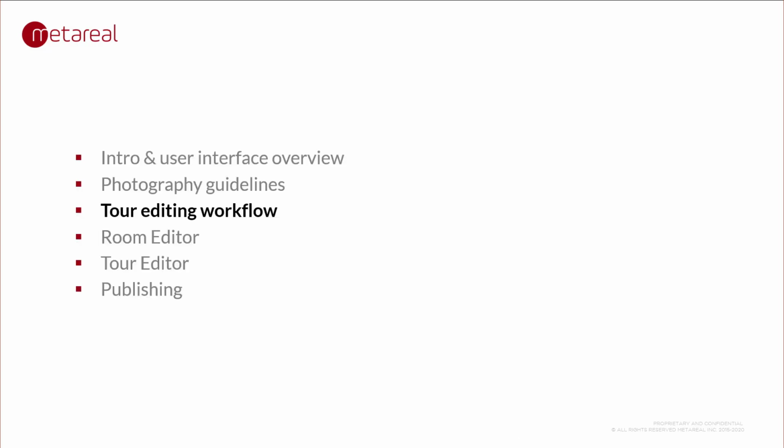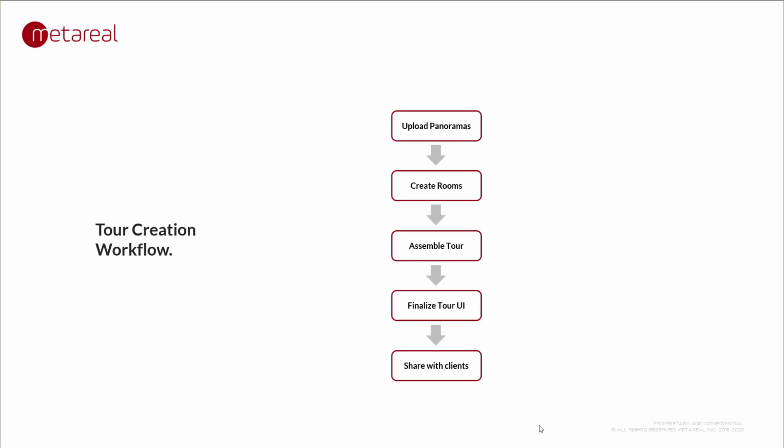Okay, so let's now take a look at the tour creation workflow in a bit more detail. In order to build virtual reality ready 3D virtual tours that work on the web as well as in VR headsets using Metareal Stage, there's a certain sequence of steps that we need to follow. Obviously, first of all, we start by uploading the panoramas to the Metareal service, and then we need to do a 3D reconstruction process, basically creating rooms from each of the enclosed spaces in your panorama.